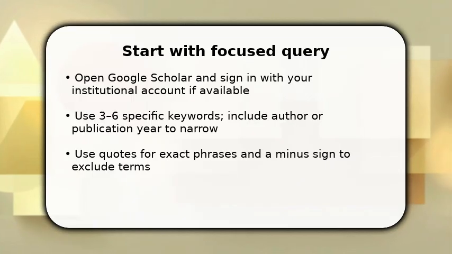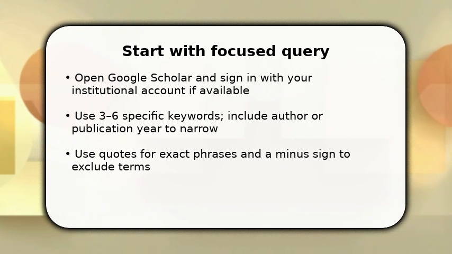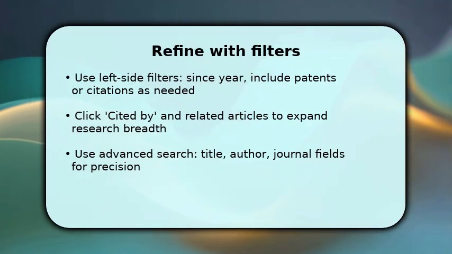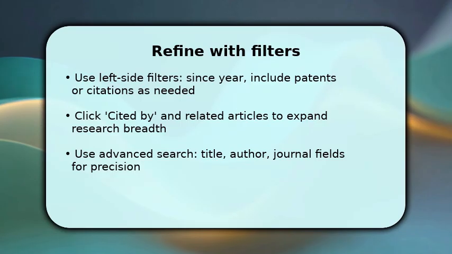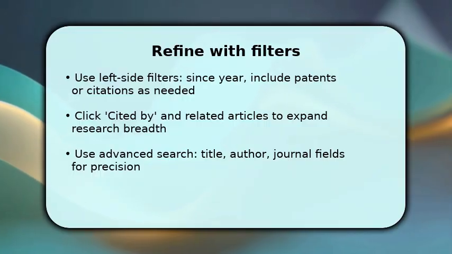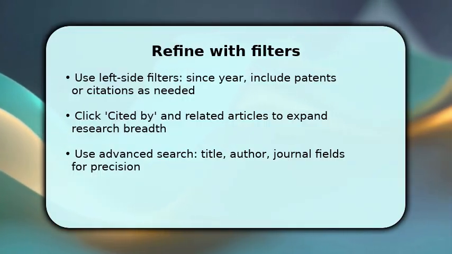Make sure to try a second query with alternate synonyms or abbreviations to catch variant terminology. Now refine results using filters on the left, limit by year to recent work, or include older foundational papers, toggle patents or citations when relevant. Click Cited By to follow influence chains and use related articles to discover similar studies.